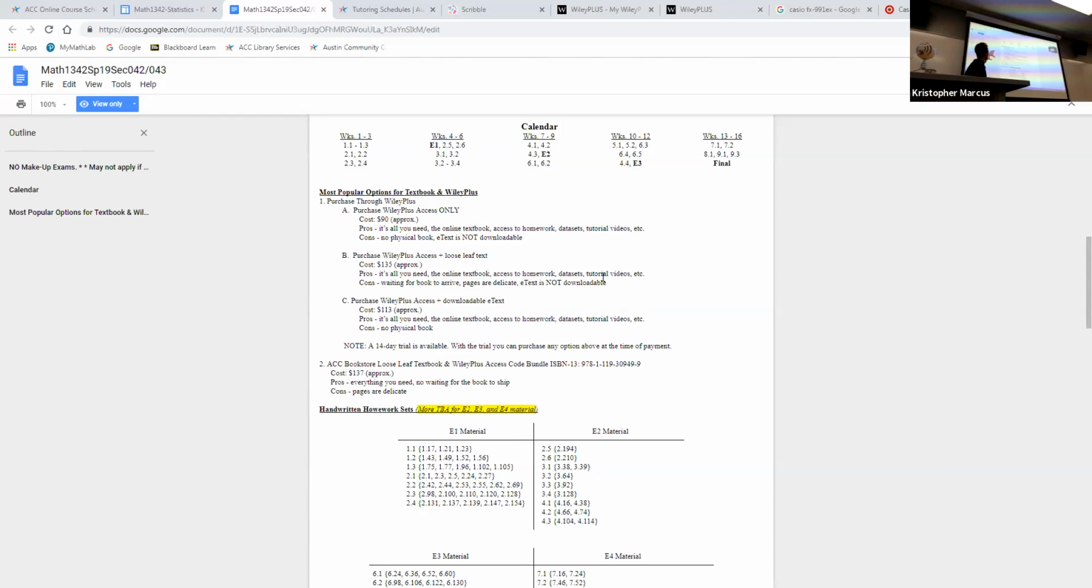The other thing here talks about how to get the book. The most common ways to get Wiley Plus are listed here as options A, B, and C. Now, because our homework is only out of the textbook, if you're able to find a used textbook, you can just get the used textbook. You don't have to get access to Wiley Plus. So that's just an option. If you want to get Wiley Plus, these options talk about the different ways to do so. The first option, option A, just get Wiley Plus access only. It's $90. It's everything you need.